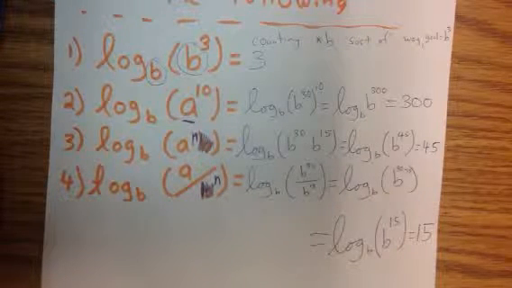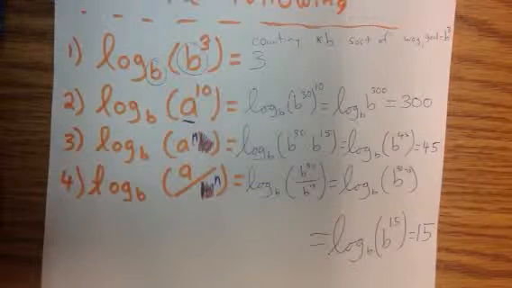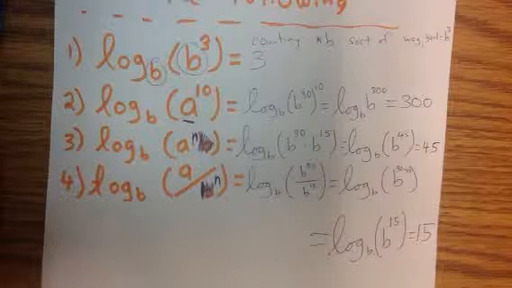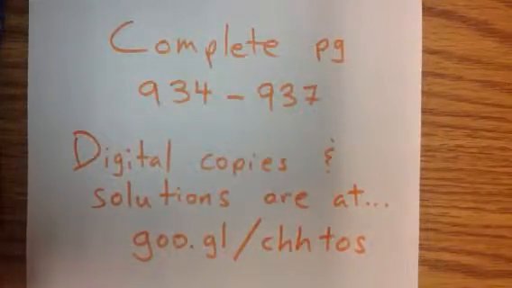As you go through your lesson, through the bookwork, you're going to learn that there are shortcuts, and you're going to see those shortcuts very similar to these problems 1, 2, 3, and 4. So what I want you to do right now is complete pages 934 to 937. Digital copies and solutions are available at goo.gl/chtos. So you can find the digital copy of the book, you can find the teacher copy of the book, and you can find extra practice problems there. Pause your video, complete those pages, and then resume your video, and we'll have a nice little chat.